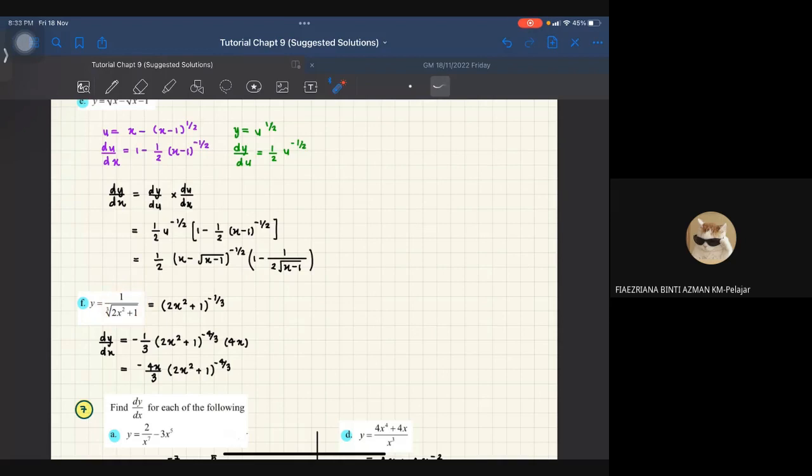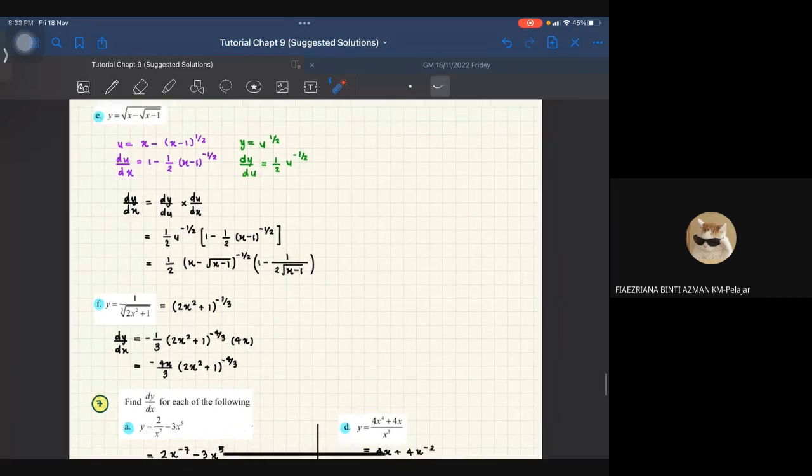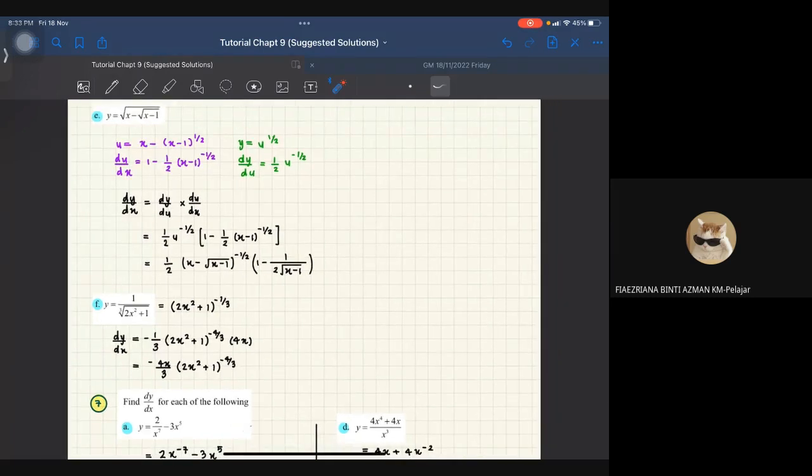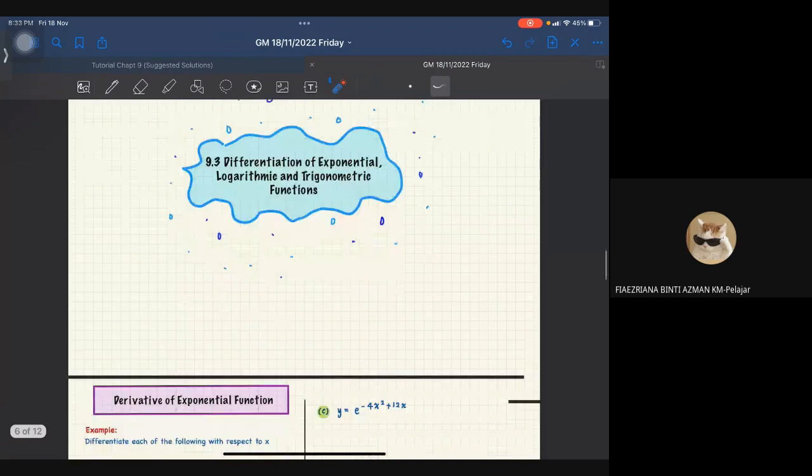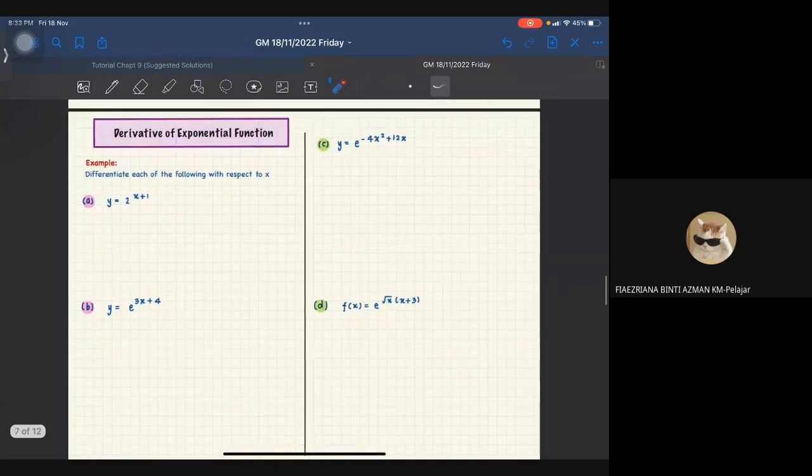Saya rasa saya tak nak sambung dah untuk ajar 9.3. Kejap, sebab 9.3 dia banyak sikit sebenarnya. Kau nak saya sambung je sikit? Ada lagi dalam 12 minit. What do you guys think? Awak nak saya ajar? Sama sikit je lah, Miss. Sambung je.